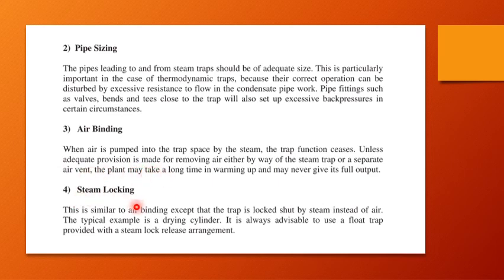Steam locking is another area that also has to be taken care of. This is similar to air binding, except that the trap is locked shut by steam instead of air. The typical example is a drying cylinder. It is always advisable to use a float trap provided with a steam lock release arrangement. Basically, steam locking is also something which has to be taken care of when you install any steam trap in the steam line, friends. So these are some of the areas that you should consider when you install the steam traps.